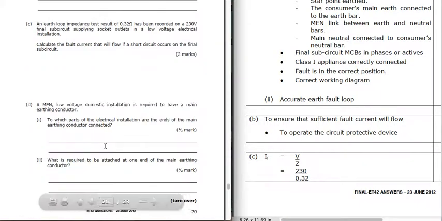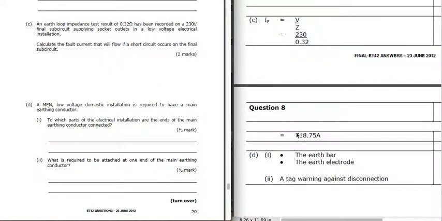So this one, the earth fault loop impedance test is 0.32. It's nice and low. 230 volts. What's the fault current going to be? So it's basic Ohm's law. I equals V over Z because it's impedance. So 230 divided by 0.32 gives us 718.75 amps. That's a big current that's going to operate a protective device very quickly.